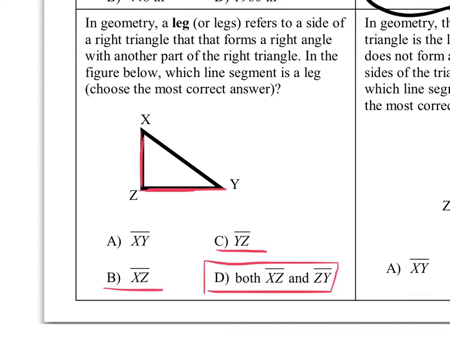Now let's be clear here. If a triangle is not a right triangle, can it have legs? No, it cannot. Because if it's not a right triangle, that means it doesn't have a right angle.